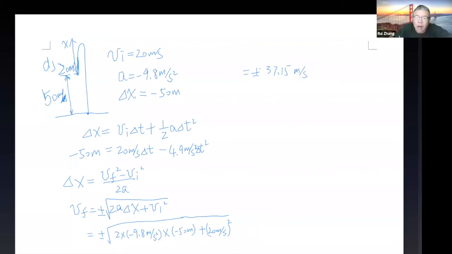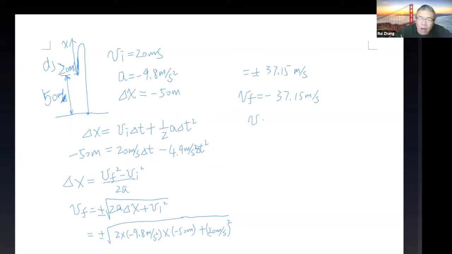Out of these two roots, we need to choose the negative one, because at this point the object is going down. So VF equals negative 37.15. That's what I gave you so that it's easier for you to solve for delta T. You can figure it out by yourself, but it's better to let you do that. Well, some of you may say, we already know VF, it should be 0, okay?